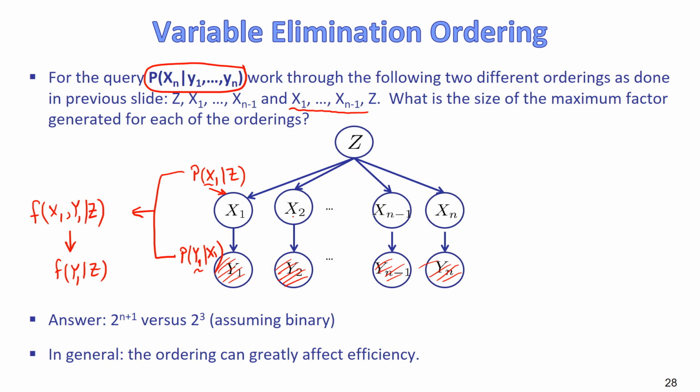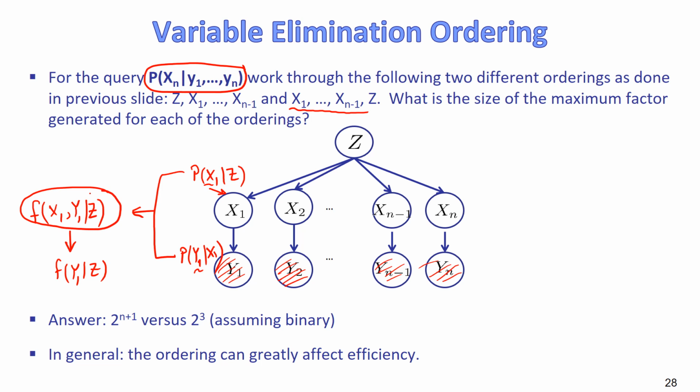If we continue and eliminate x2, it will be very similar, right? Because for x2 we will have the p of x2 given z and p of y2 given x2, so it will be very similar to this. And so if we continue in that order, x1, x2, up to xn minus 1, we will get factors of that size.